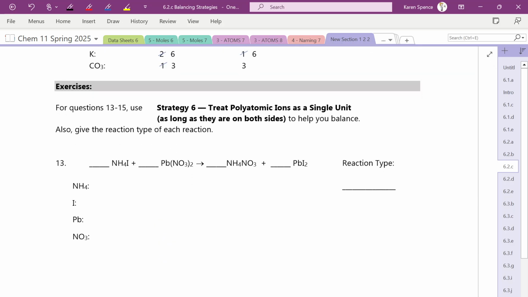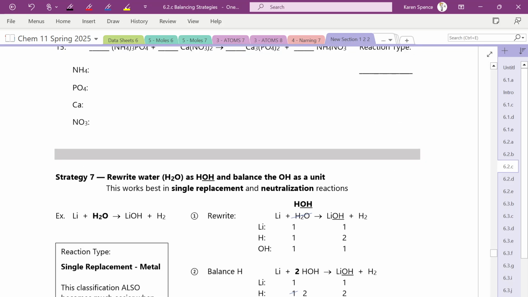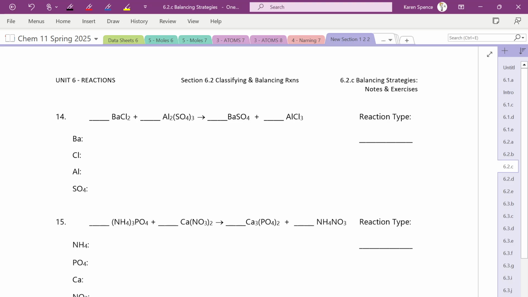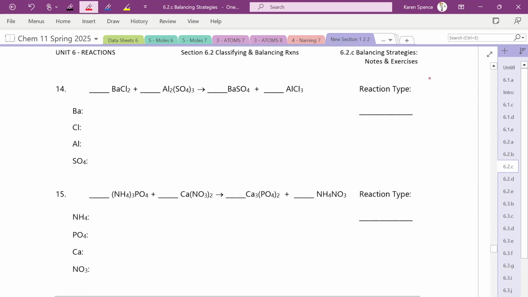All right, so there are some practice problems for these ones. Treat polyatomic ions as a single unit. You can try 13, 14, 15. Give those a quick try. That's on page 35, page 35.